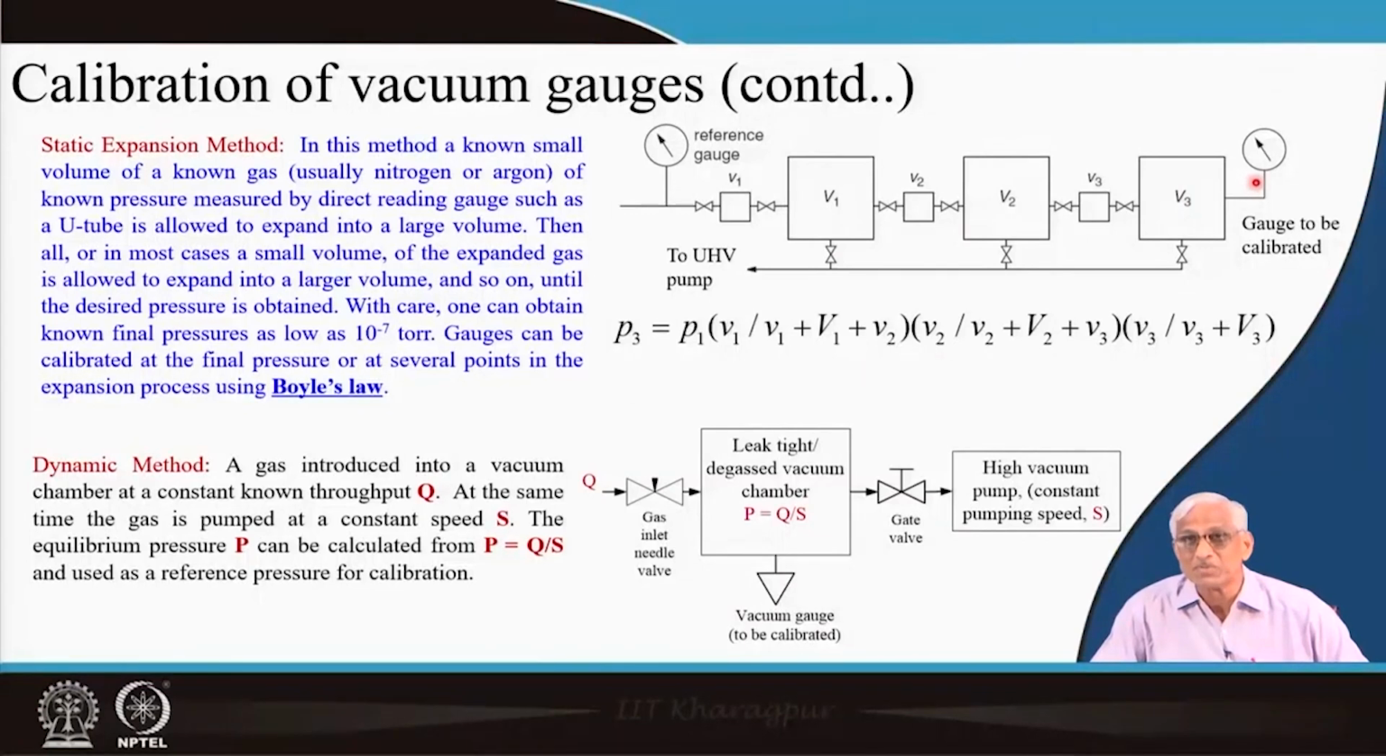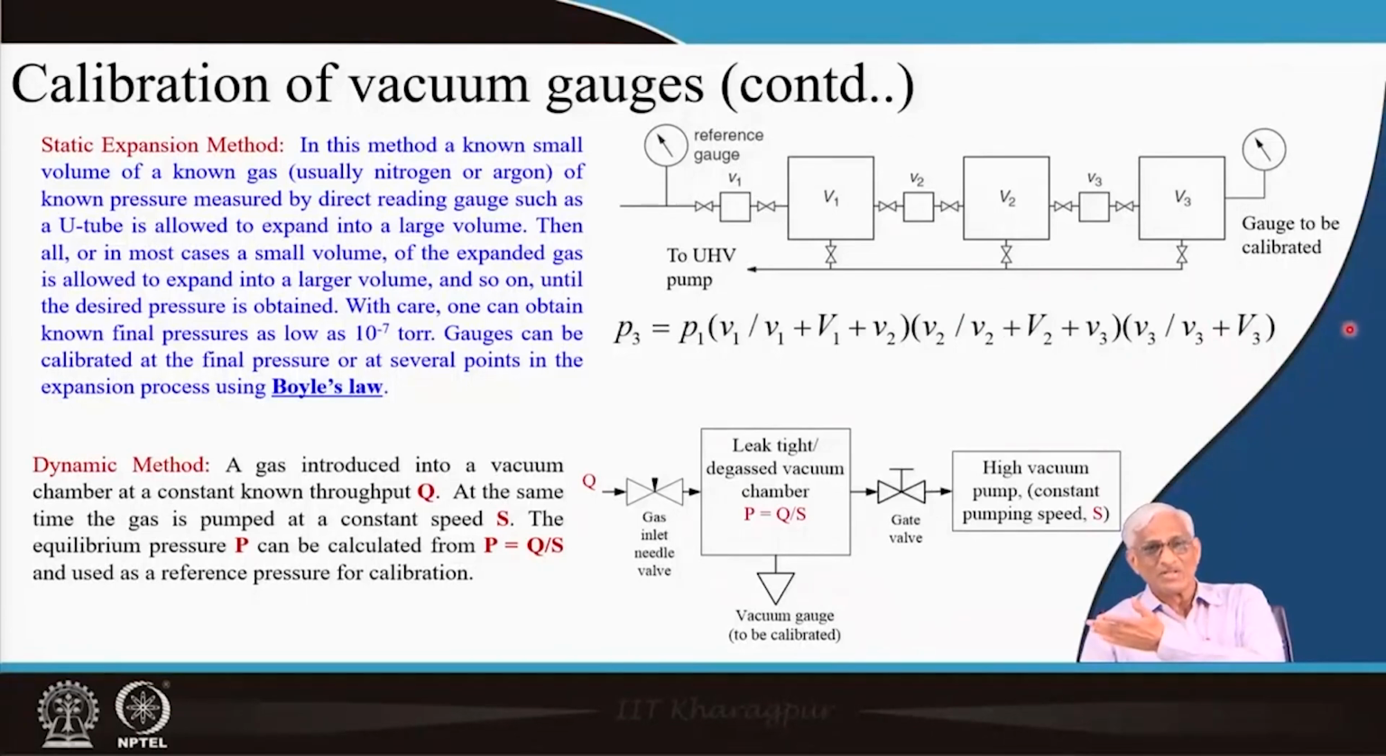For example, this P3, finally after three expansions, will be P1 into small v1 by this, and that will be another expansion; everywhere volumetric ratios will come. So there are three volumetric ratios, initial volume and final volume, that will give multiple expansions with respect to the initial high pressure, which can be measured very accurately.